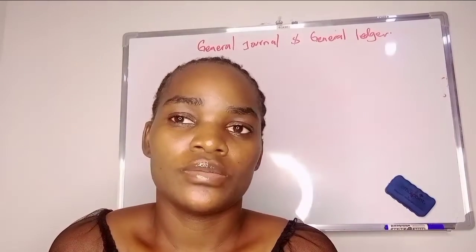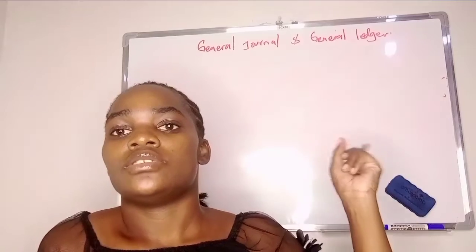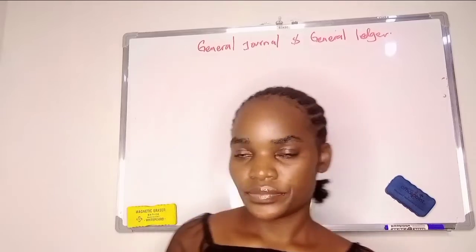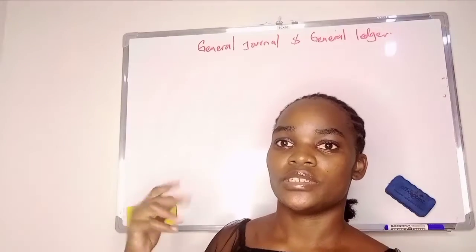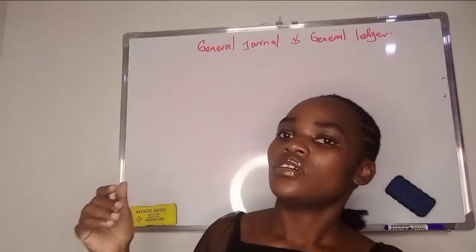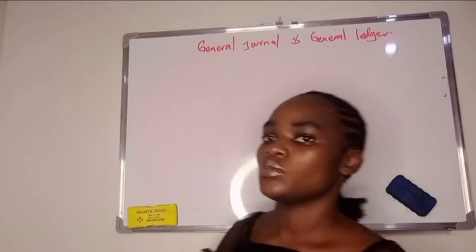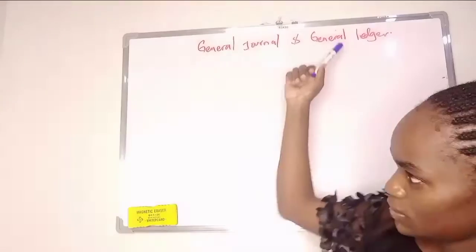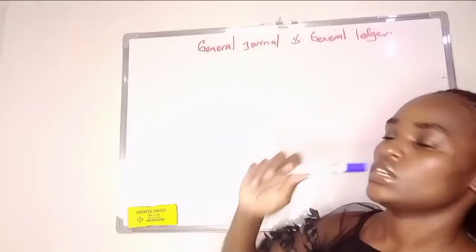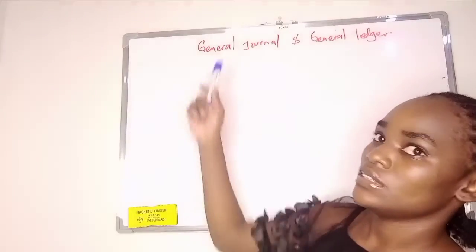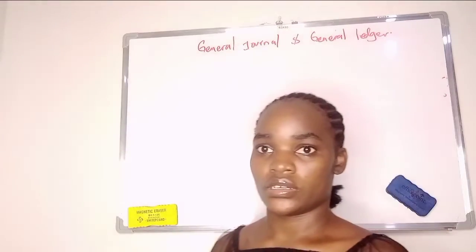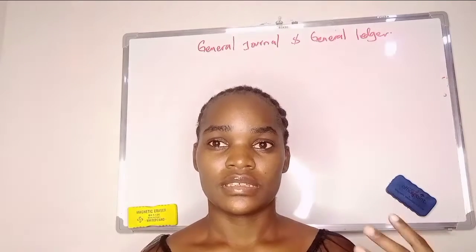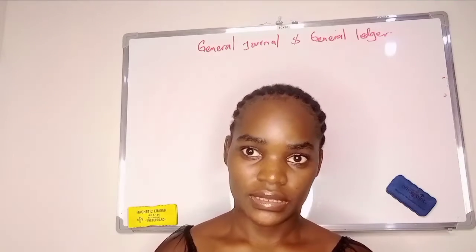In this video we are going to be handling the journal and then the journal ledger. So what's the difference between the journal and the journal ledger? The journal is a book of first entry, then the ledger is a book of secondary entry. Transactions are recorded in the journal before they are recorded in the ledger. That's the difference. The rest of the things, the formatting, is the same.